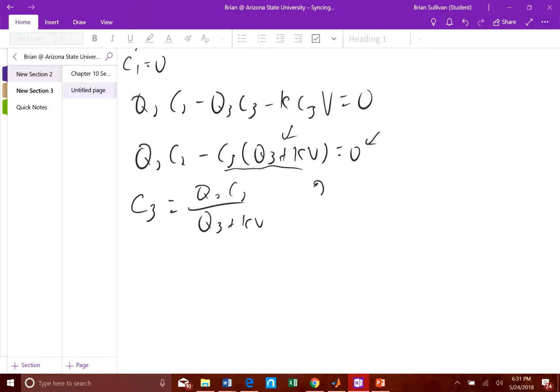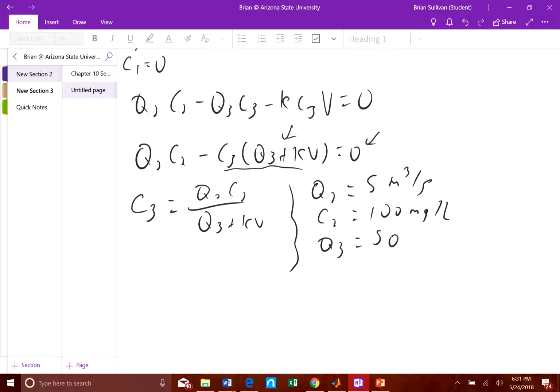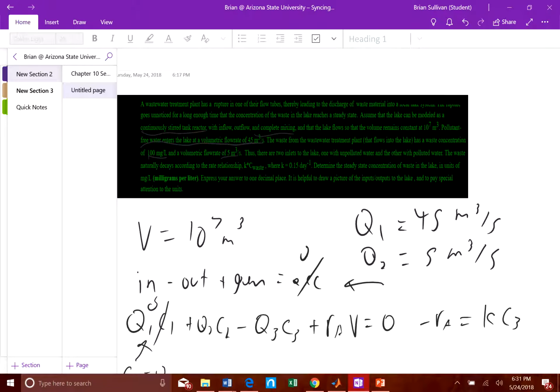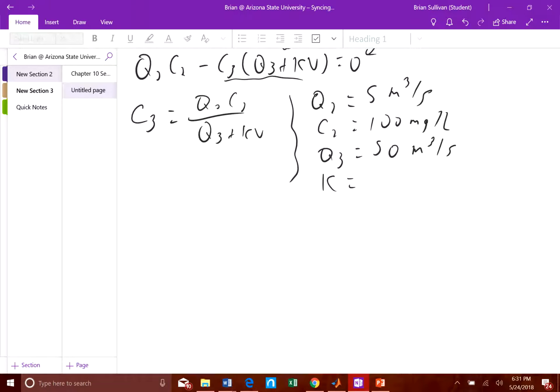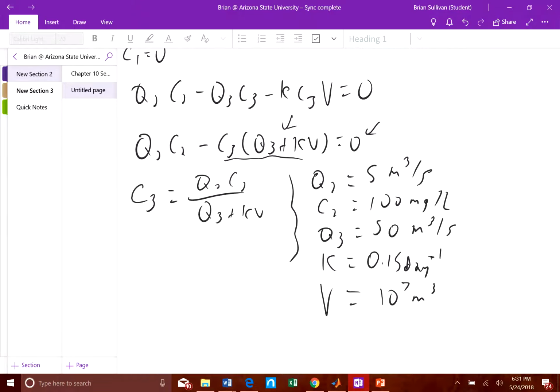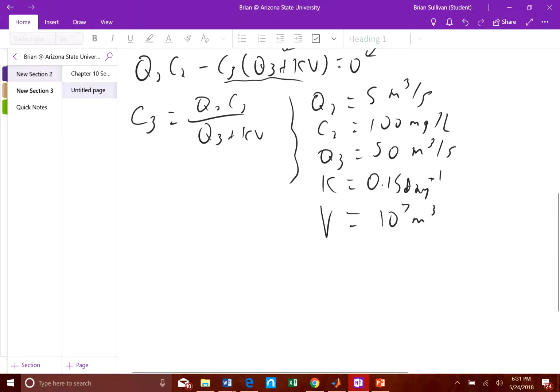Now, let's go into what Q2 equals. Q2 is equal to 45, right? Oh no, I'm sorry. Q2 is equal to 5 meters cubed per second. C2 is equal to 100 milligrams per liter. Q3 is going to be the 5 plus the 45 because it's a liquid going in and out, so it's conservation of volume at this point, meters cubed per second. K is going to be equal to 0.15 days inverse. And your volume is going to be 10 to the 7th meters cubed. Yeah, that's right. Okay, so we've got everything we need.